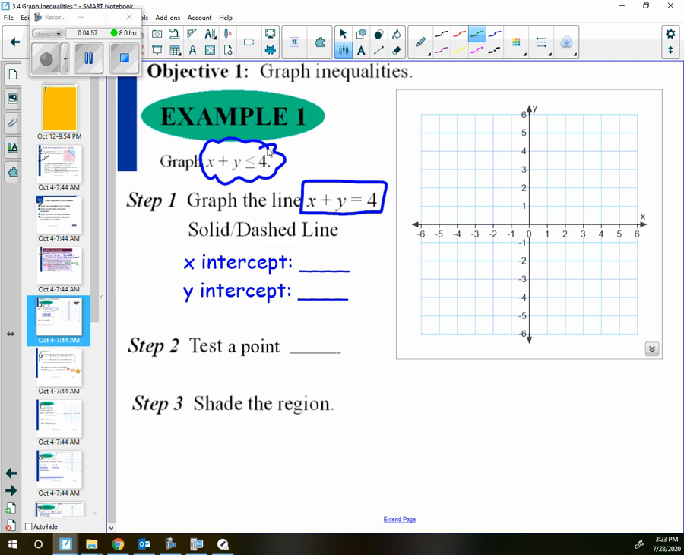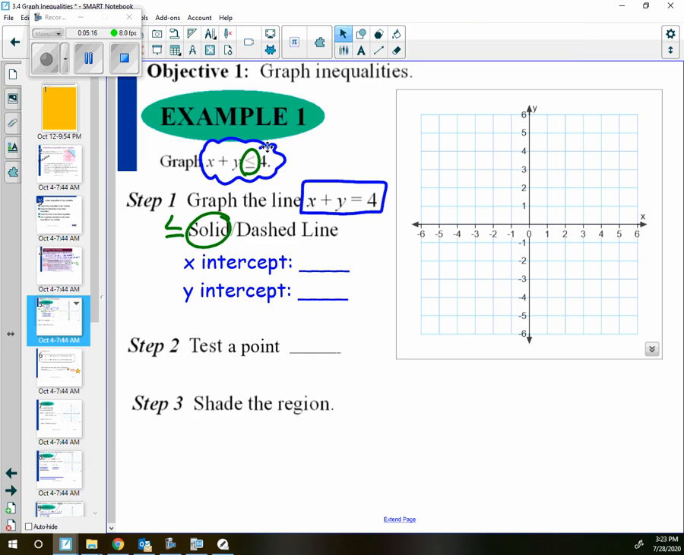Now, before we forget, what kind of line is that going to be? Well, look at your inequality. It's less than or equal to, which means what kind of line are we going to use, solid or dashed? Well, equal to means it's included, so we're going to use a solid. It's helpful to think about that. You may still forget when you go back to graph, so always go back and double check that.